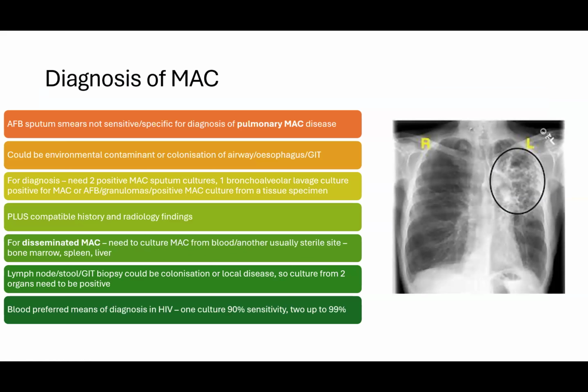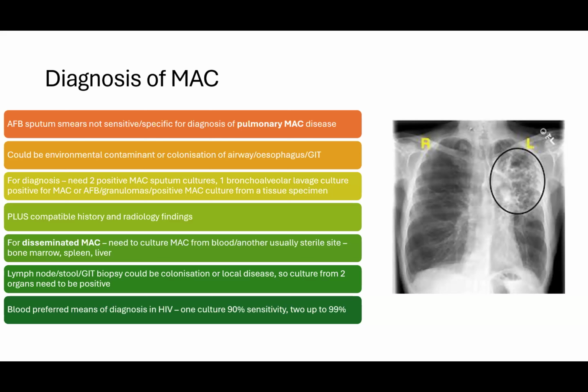So for the diagnosis, you actually need 2 positive MAC sputum cultures, or 1 bronchoalveolar lavage culture positive for MAC, or AFB or granulomas or a positive culture from a tissue specimen. But you also do need that with a compatible history and radiology findings. For disseminated MAC, you need to culture MAC from blood or another usually sterile site: bone marrow, spleen, or liver. Spleen, pretty tricky to get, I would imagine.